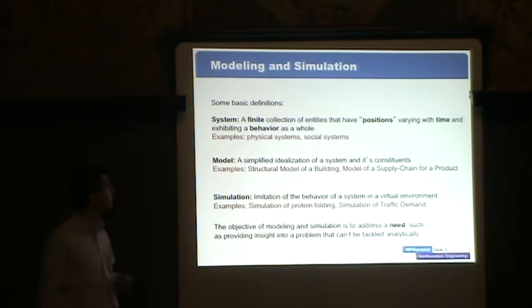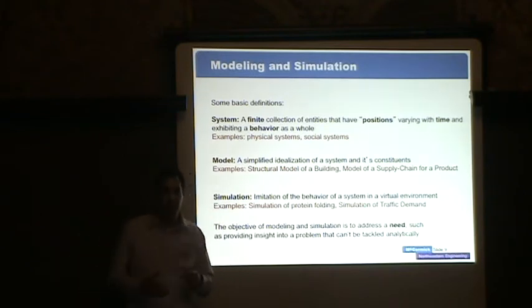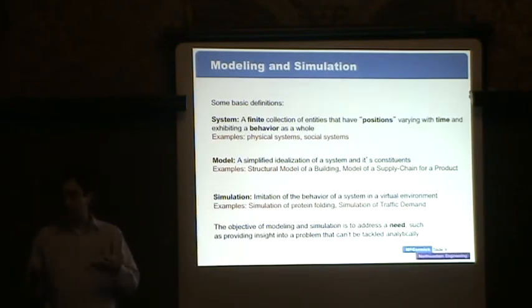From the modeling and simulation perspective, it's good to make a few basic definitions as to what we mean by a system, model, and a simulation. So a system is essentially a finite collection of entities that are positioned with respect to time, varying with time and exhibiting a behavior as a whole. In the case of physical systems, the position really means where an object is spatially. But this is a sort of a confining definition of what we mean by position.